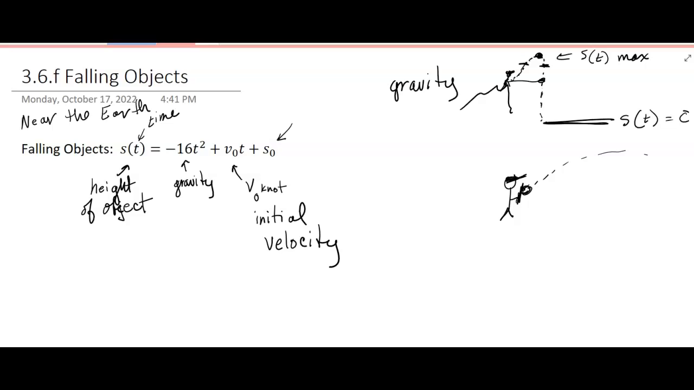And then S naught, that is the initial height. So how high off the ground am I holding that rock before I throw the rock? Maybe the cliff is 300 feet. This is going to be in feet. So the initial height would be 300 feet. Okay. So that is a formula for falling objects and has to do with the initial velocity and the initial height. Then you can find out certain things by solving the equation. Okay, and in the next example, we'll do a problem.